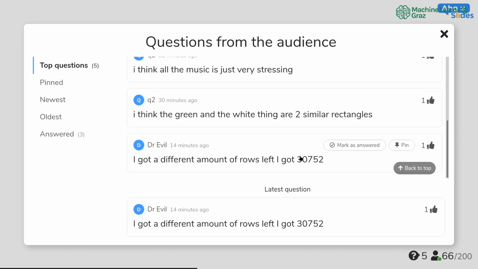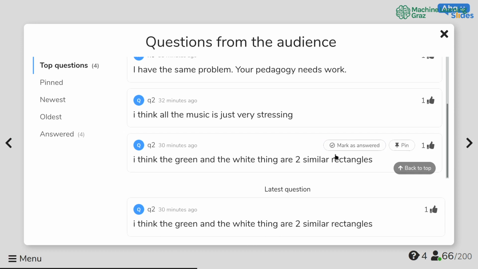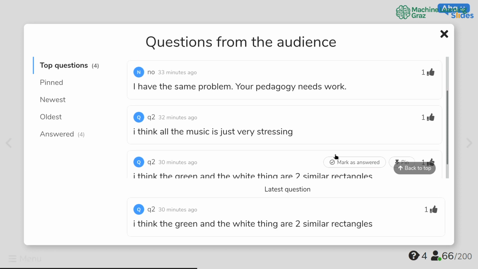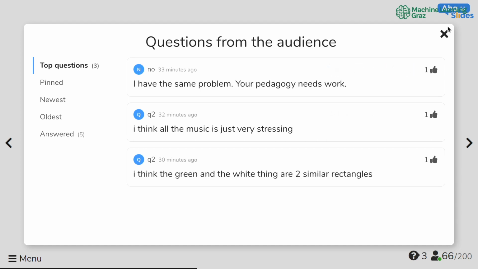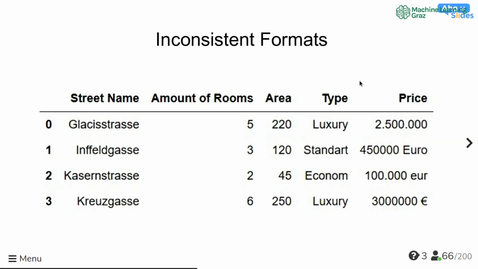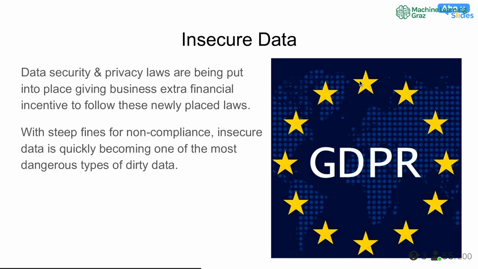You can copy the code if needed. I think the green and white. Okay, so most of the questions are not when I run. Okay, good. So these were answered previously. Okay, good. So, insecure data. Let's finish up. Let's get the people they want to break soon.